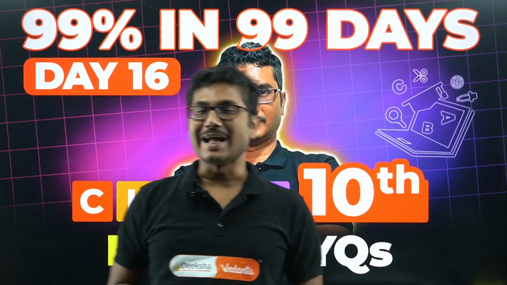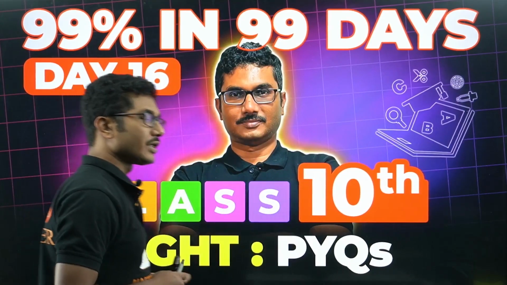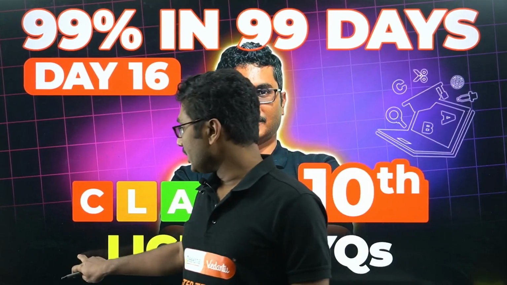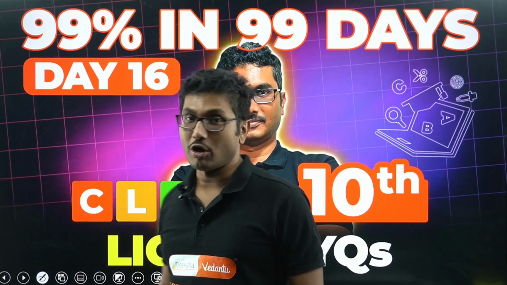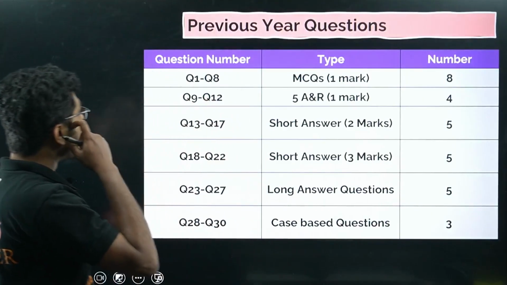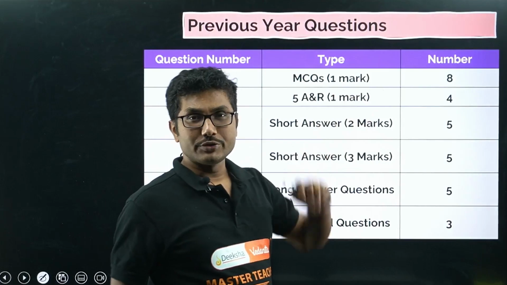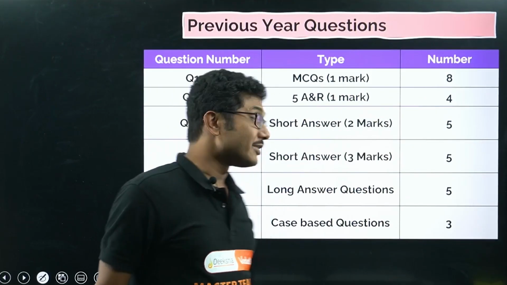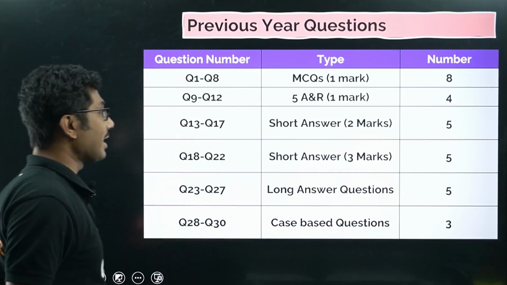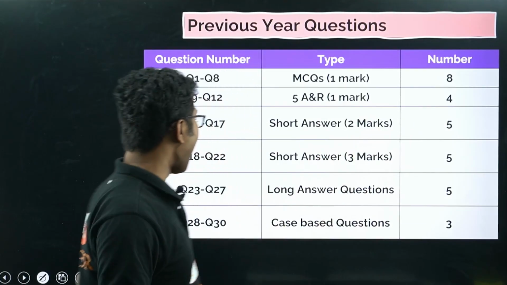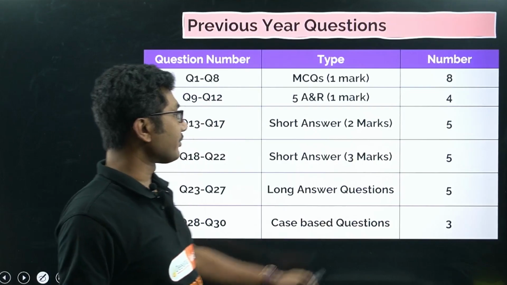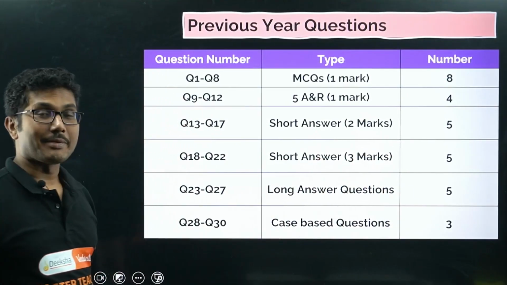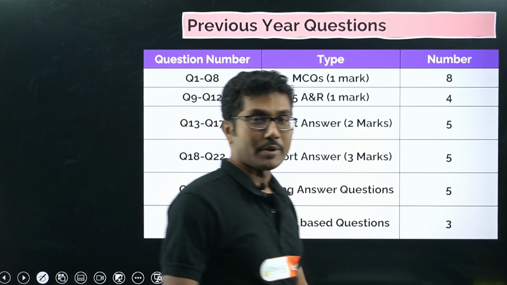Today is day 16 and I am going to discuss previous year questions from the chapter Light, and without any delay let's start with the chapter configuration, what all we are going to discuss today. So today we are going to discuss 8 MCQs, then assertion and reason based questions 4, short answer type 2 marks questions 5, short answer type 3 marks questions again 5, long answer type 5 questions, and 3 case based questions.